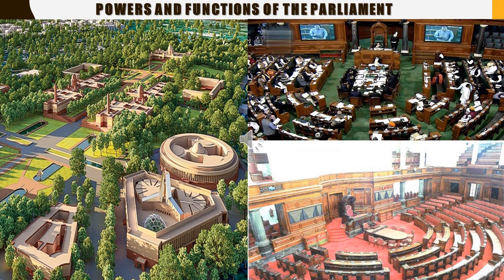Recently, Jammu and Kashmir was initially a state. Now it has been changed into union territories: one is Ladakh and another one is Jammu and Kashmir. So the Parliament has the power to change the boundaries of the state.